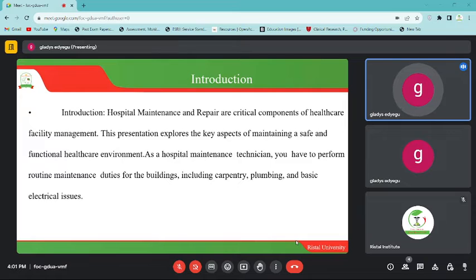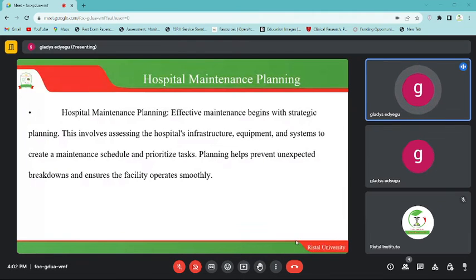So hospital maintenance and repair is not something small, but is holding everything that supports service provision, including the infrastructure. In hospital maintenance planning, we know that in everything you are going to do, you need to plan for it. Even for hospital maintenance, there is planning on how you are going to maintain the different infrastructures, equipment, and other systems within the hospital.